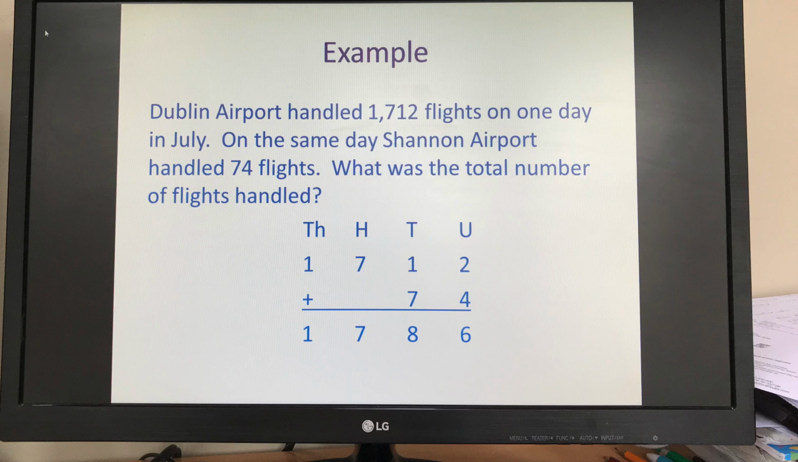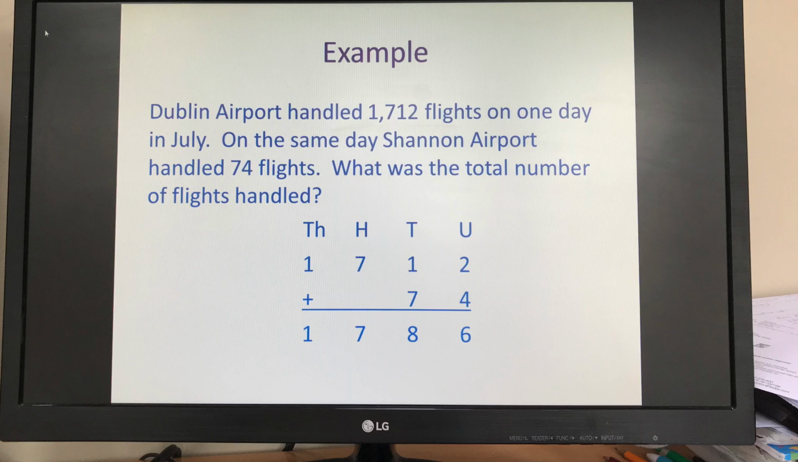So in this instance, just to show the laying out of the number, I've laid it out there with the U for units, the T for tens, the H for hundreds, and the TH for thousands. So for the number 1,712, I've put the 2 under the units, the 1 under the tens, the 7 under the hundreds for the 700, the 1 under the thousands. So that's my 1,712 laid out. And then for 74, I put 4 under the units and 7 under the tens.